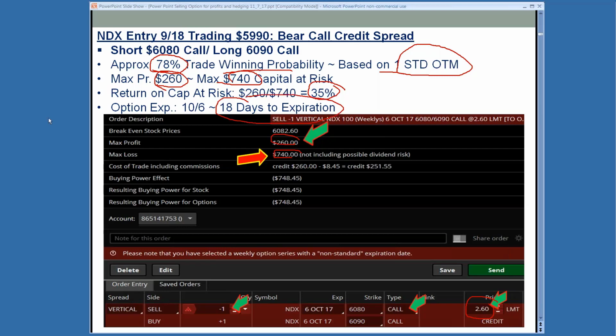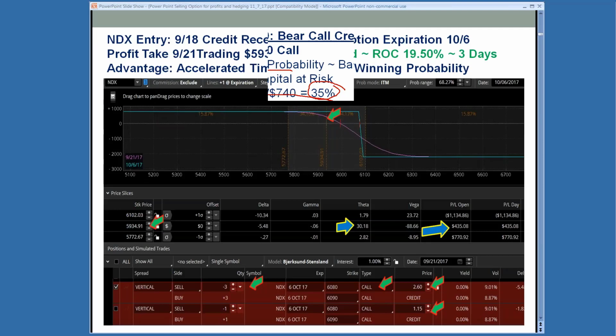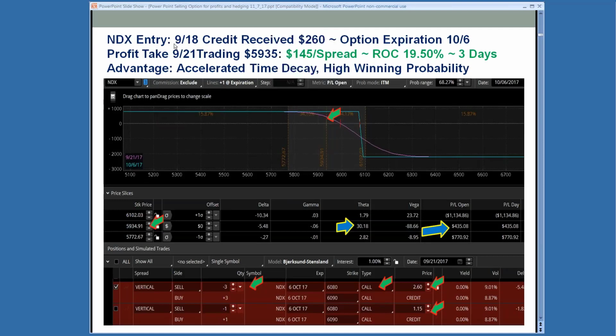But this one actually turned out to be profitable a lot faster because the market actually did go down. I took this trade off just 3 days later when NDX pulled back and was trading then at 59.35. I went ahead and closed it out just to not have that risk. So closed it out right here. This is the risk profile that you can see. Closed out when it's trading at 59.35, the credit spread went from 260 credit and dropped down to $1.15. So I bought it back at $1.15, and that gives you a profit per spread of 145, which in this case is a 19.5% return over a 3-day period.